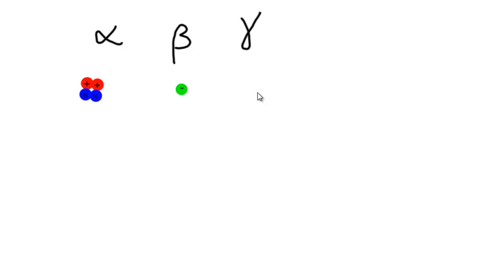And finally, gamma radiation is not a particle at all, it is a burst of high frequency electromagnetic radiation like visible light or infrared or ultraviolet.